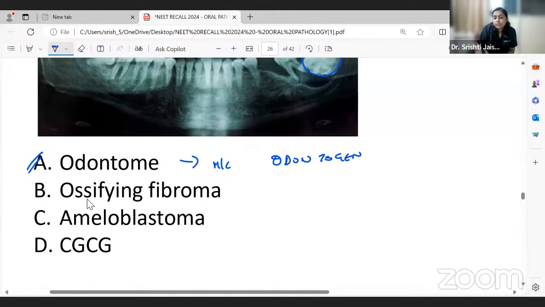Again, okay, so two questions from tumor. Most common odontogenic tumor.